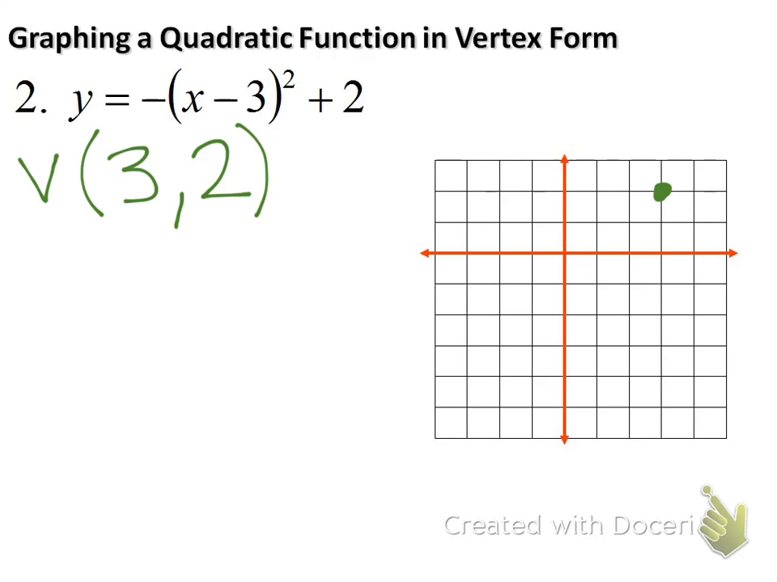What's my axis of symmetry? The line x equals 3. Don't just say 3. I don't know what 3 is. It has to be the line x equals 3. All right, then what?